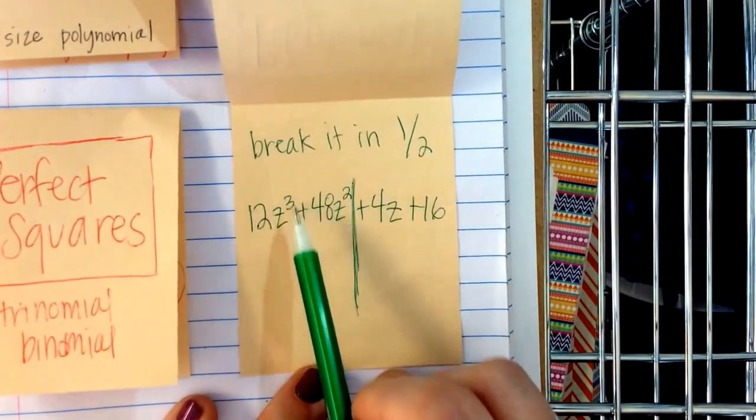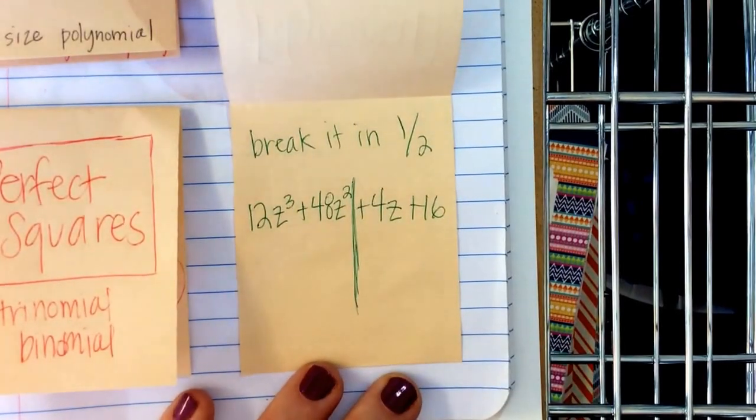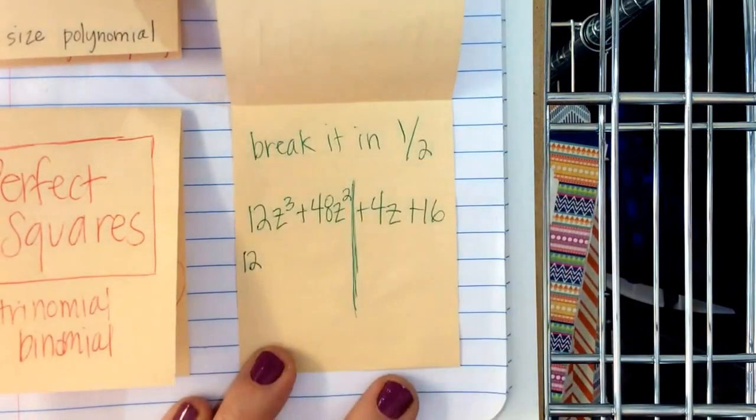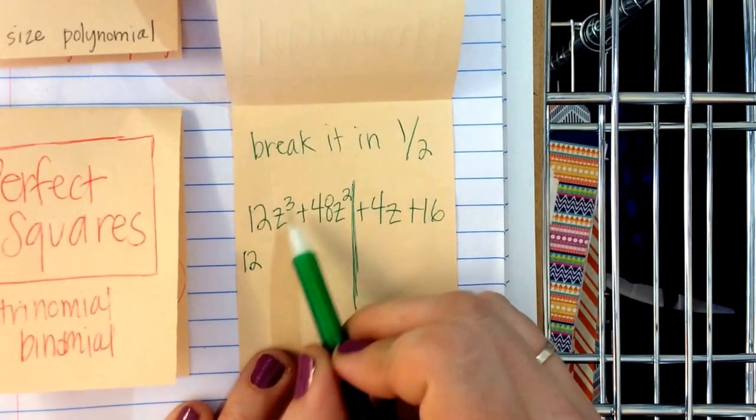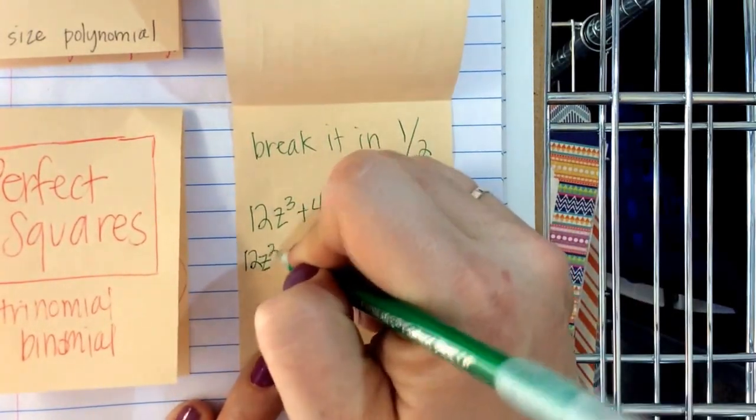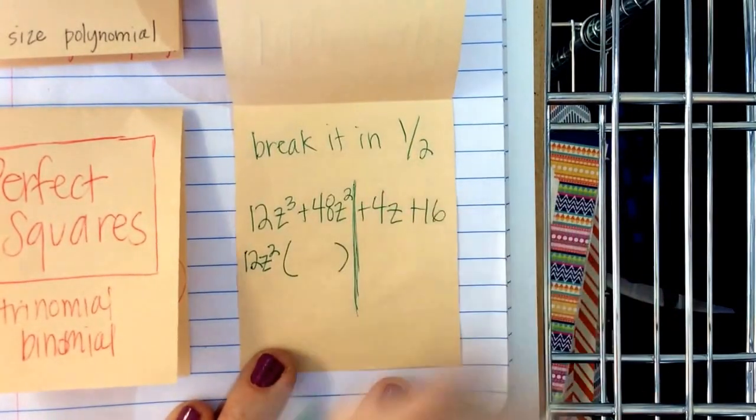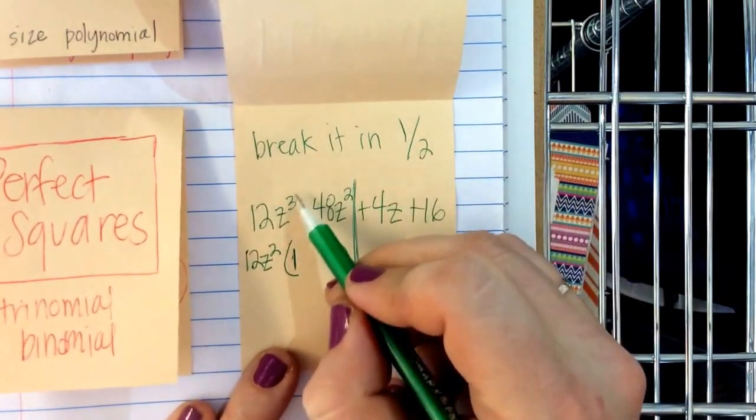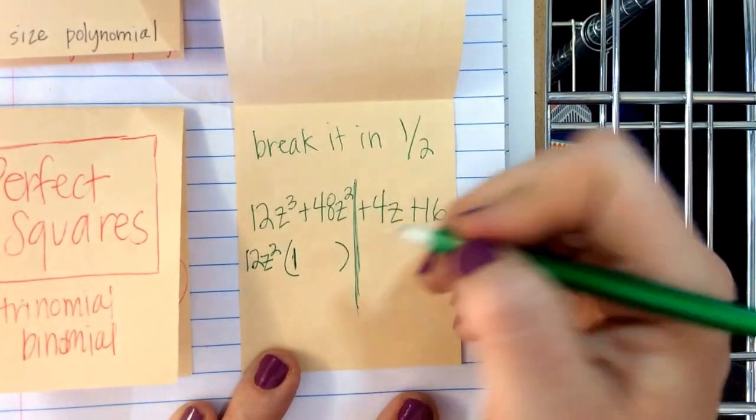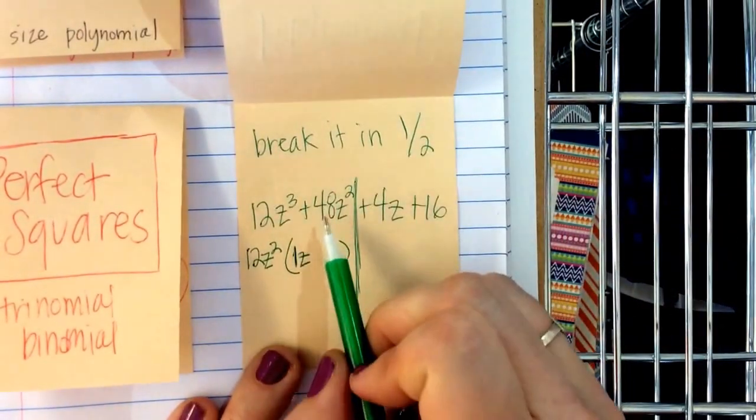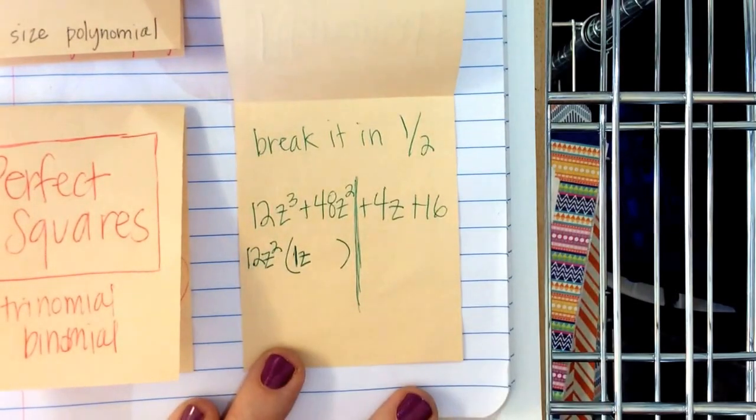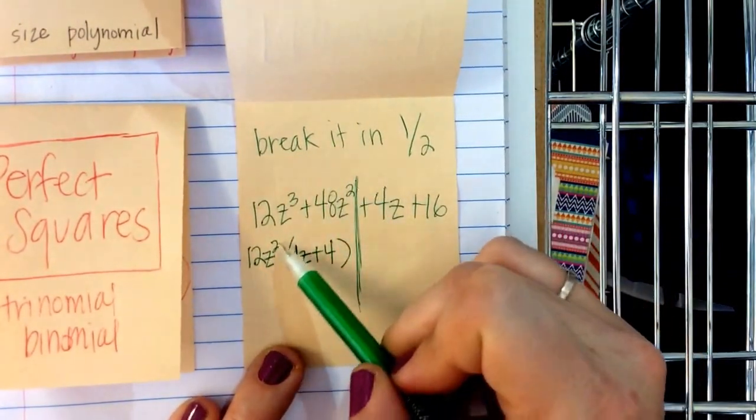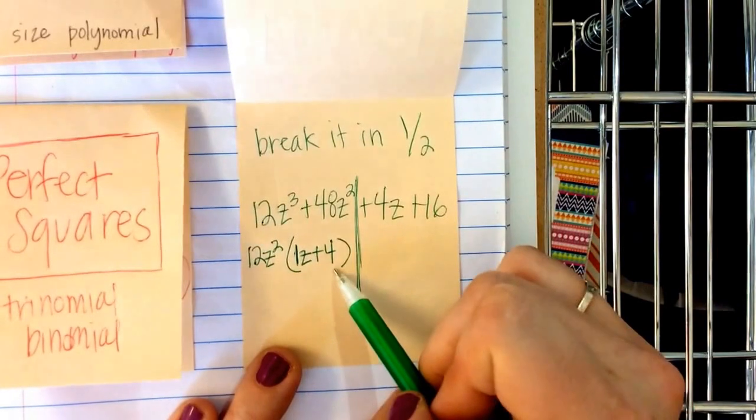What do 12z to the 3rd and 48z squared, what factors do they share? Tony, what? 12. They can both be divided by 12. 12 and 48. And z to the 3rd and z squared can both be divided by z squared. 12 divided by 12 is 1. Z to the 3rd divided by z squared is z. 48 divided by 12 is 4, plus 4. Z squared divided by z squared cancels out to 1, so I don't need it.